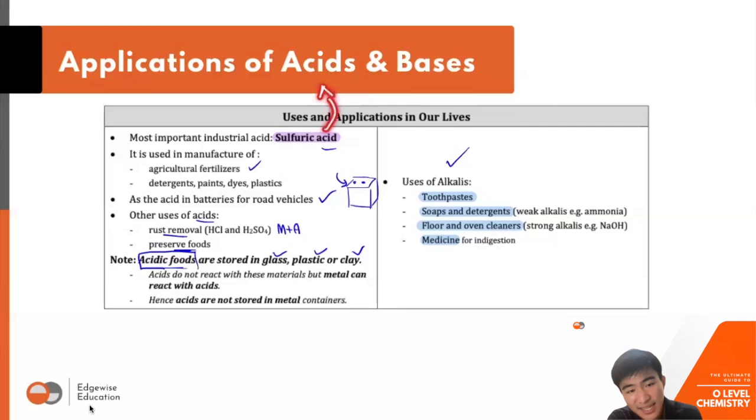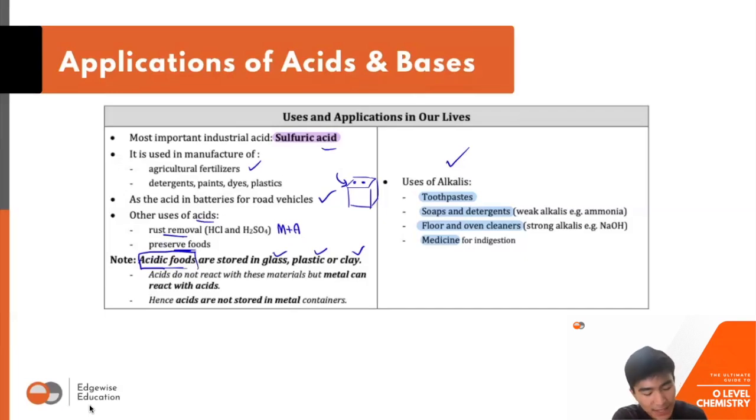It occurs naturally. I eat an orange, also got acid, citric acid. I eat a lemon, also got citric acid. Every day I wash my hands with Dettol, which has a base. So actually it's not that far off from whatever we are doing in life. It's just that we never take note of it.